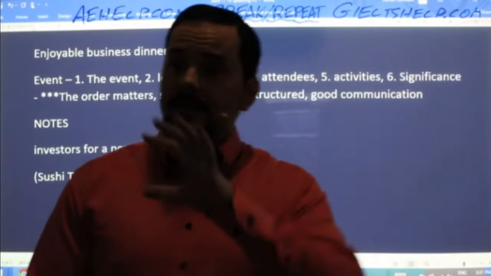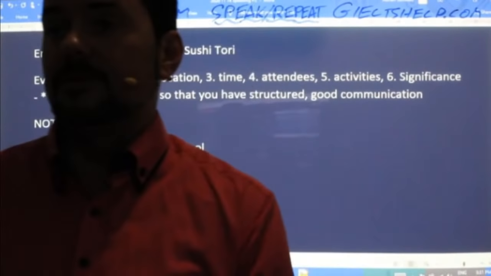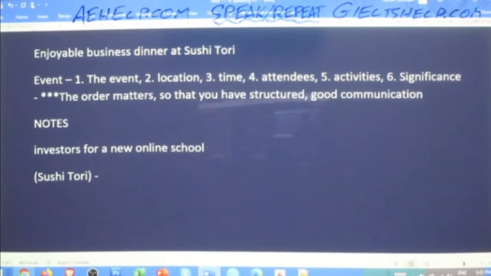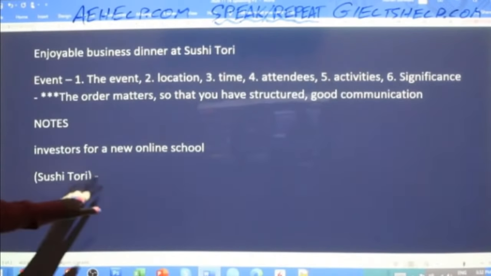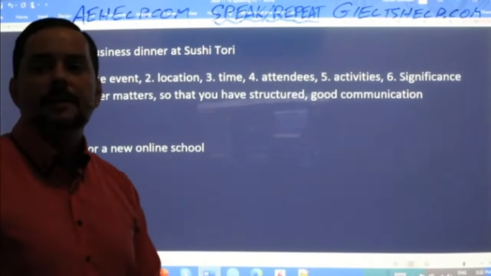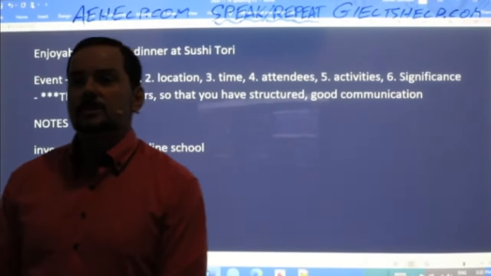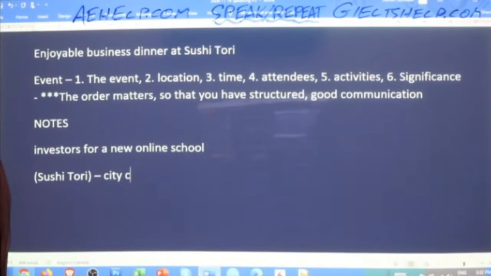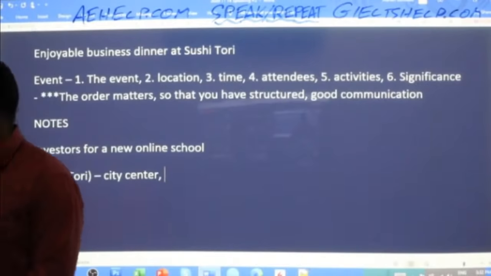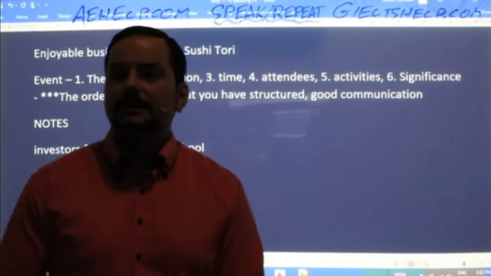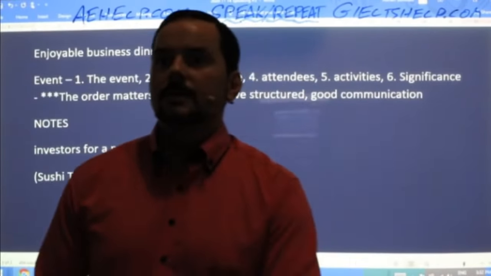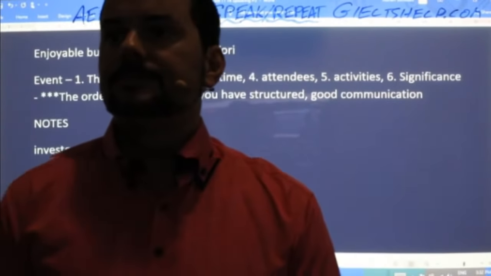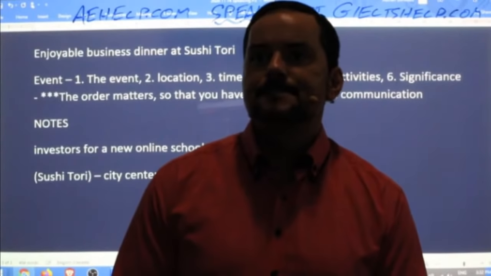Okay, so I see that there's lots of good ideas now for the business idea part of it. Be specific. Okay. So investors for a new online school, sure. Sushi Tori. It's in the city center. Anas, you'll remember that. Okay. Give me a little bit more about it. Okay. Mazir says maybe it's on a boat. Okay.